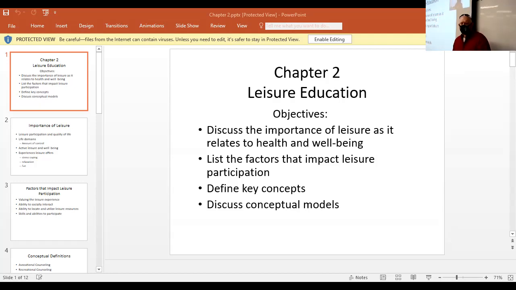As far as leisure education, we're going to talk about the importance of leisure as it relates to health and well-being, and that's when we're talking to our clients. Especially, I've seen this in psychiatric settings, and especially in drug and alcohol rehabilitation settings. They come in and they don't want to do anything. They are trying to detox. They don't want you talking to them. They don't want to do anything.